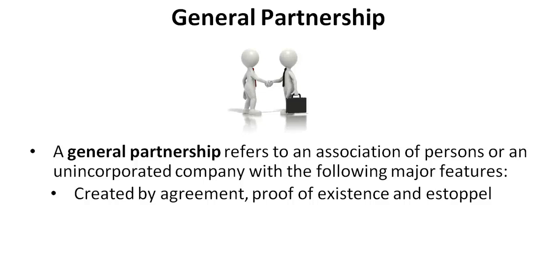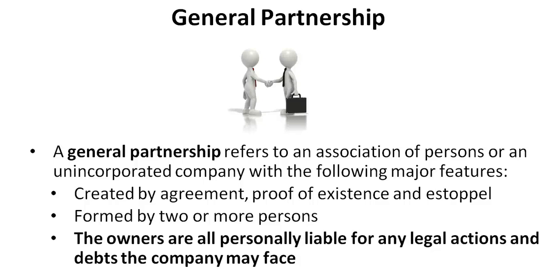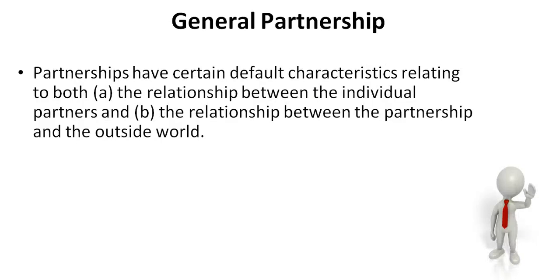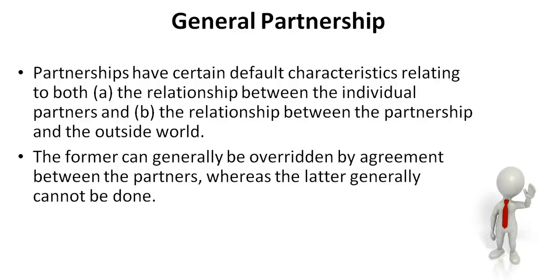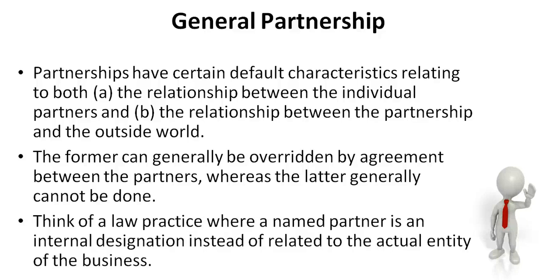Created by agreement, proof of existence, and estoppel, formed by two or more persons. The owners are all personally liable for any legal actions and debts the company may face. Partnerships have certain default characteristics relating to both the relationship between the individual partners and the relationship between the partnership and the outside world. The former can generally be overridden by agreement between the partners, whereas the latter generally cannot be done. Think of a law practice where a named partner is an internal designation instead of related to the actual entity of the business.